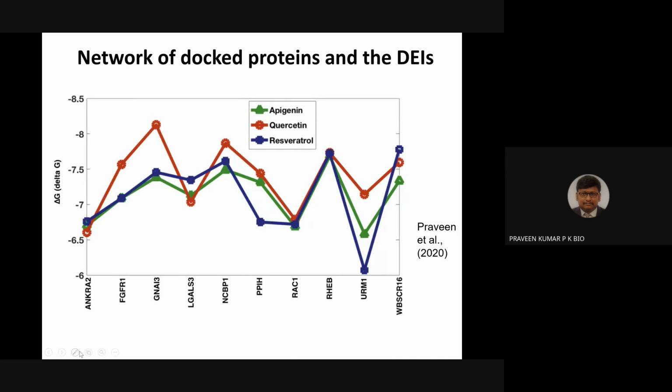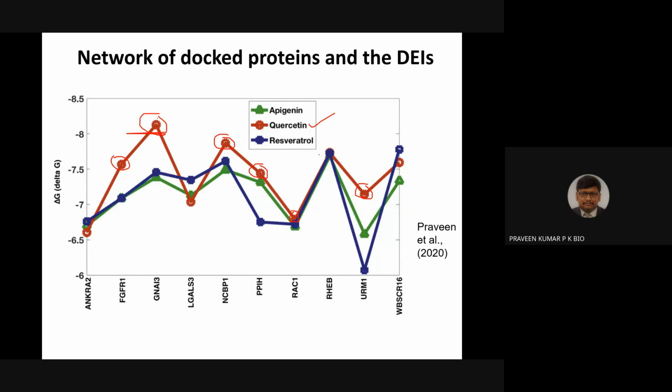My plant compound quercetin, I finalized as the best compound for ovarian cancer for targeting the 10 genes. How did I decide? Based on the maximum negative energy, compared to resveratrol and apigenin, I got the maximum negative for FGFR. Similarly for the second receptor, the third, the fourth, and of course the fifth and sixth also, I got quercetin as the best. So out of 10, I got 6. Finally, I concluded quercetin is the best compound for treating ovarian cancer compared to apigenin and resveratrol.